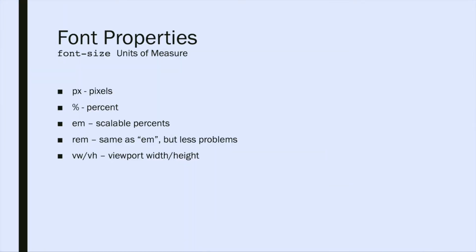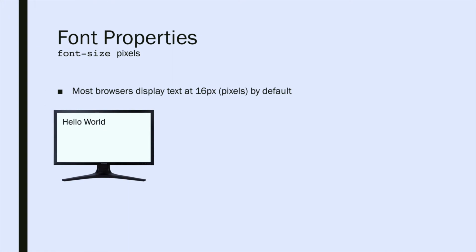Next we have font size, which includes units of measurement. You have px or pixels, the percent sign for percent, em, which basically allows for scalable percents, rem, which is the same as em but with fewer problems as it is the root element, and vw or vh, which allows for viewport width or viewport height. Font properties allow for font size, allowing for pixels, which most browsers display text at a 16 pixel size by default.